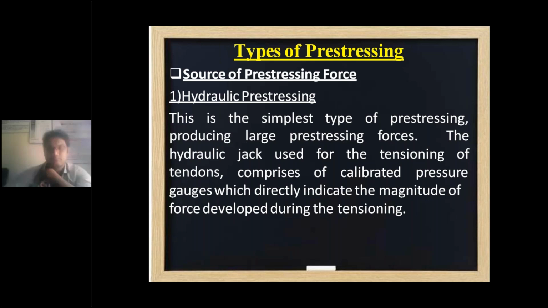Okay, so that is what IS 1343:2012 will use for the design of the prestressing force also. With that force, we are going to calibrate the pressure gauges, where we indicate the particular magnitude of the force which we are going to apply on the particular wire or tendon. So this is the hydraulic prestressing.